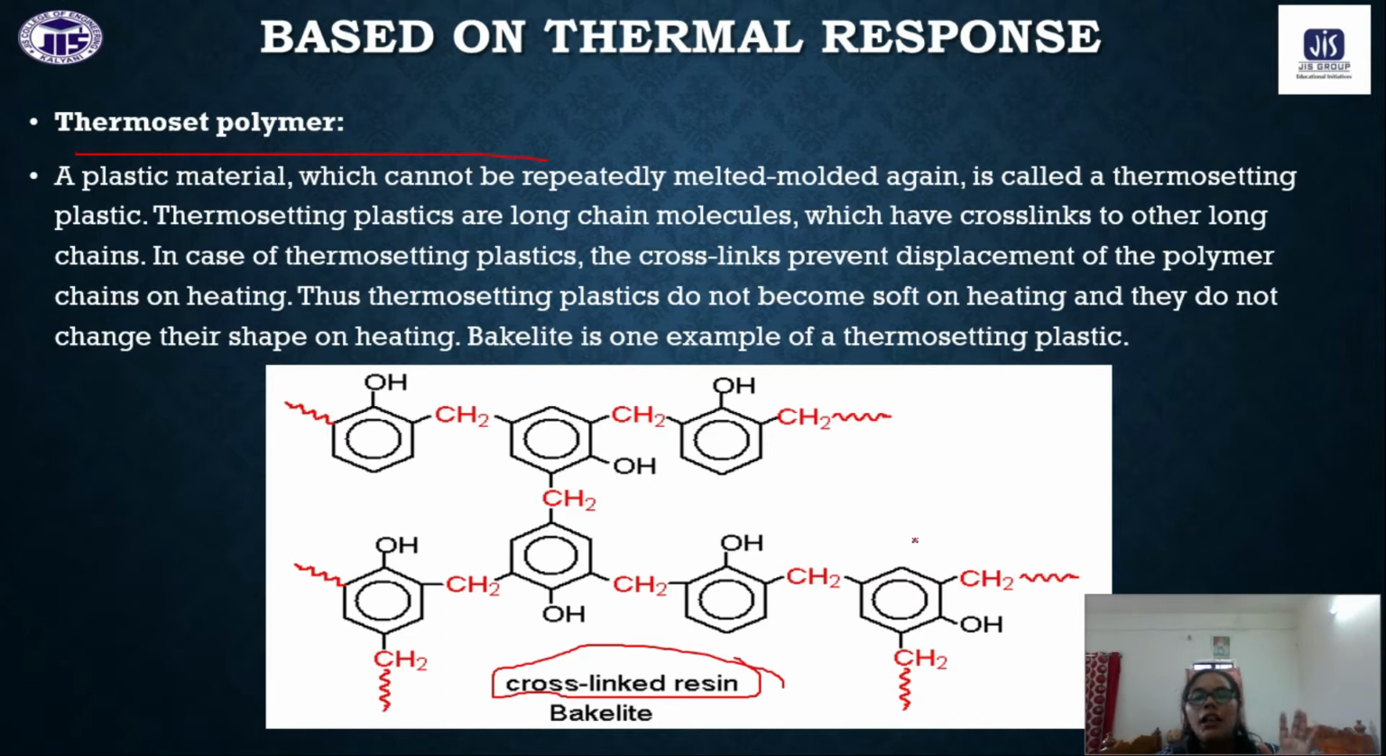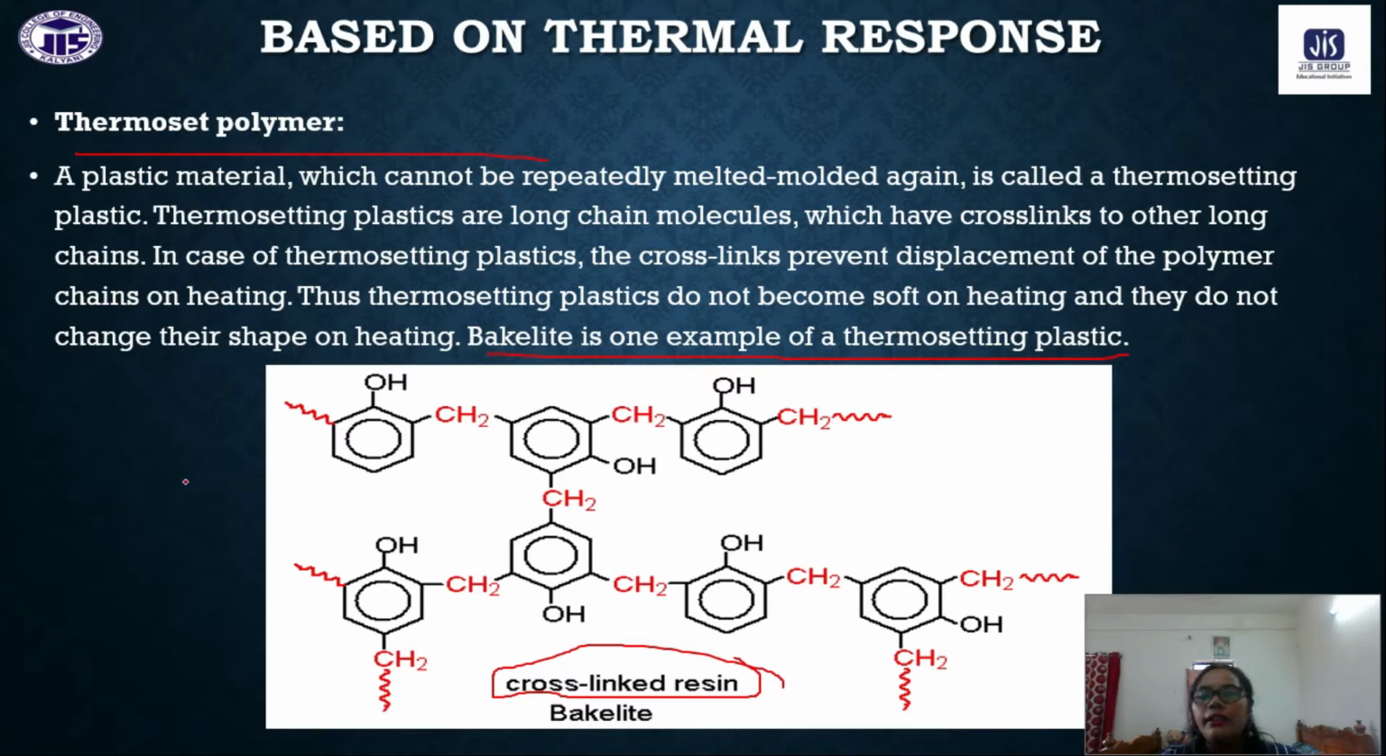All the linear chains are interlinked, connected, cross-connected. So that is why it's called a cross-linked polymer, and that is why this polymer is very stable. They have strong covalent bonds, and for that reason they are very hard and brittle. Bakelite is one example of a thermosetting polymer due to their network structure.